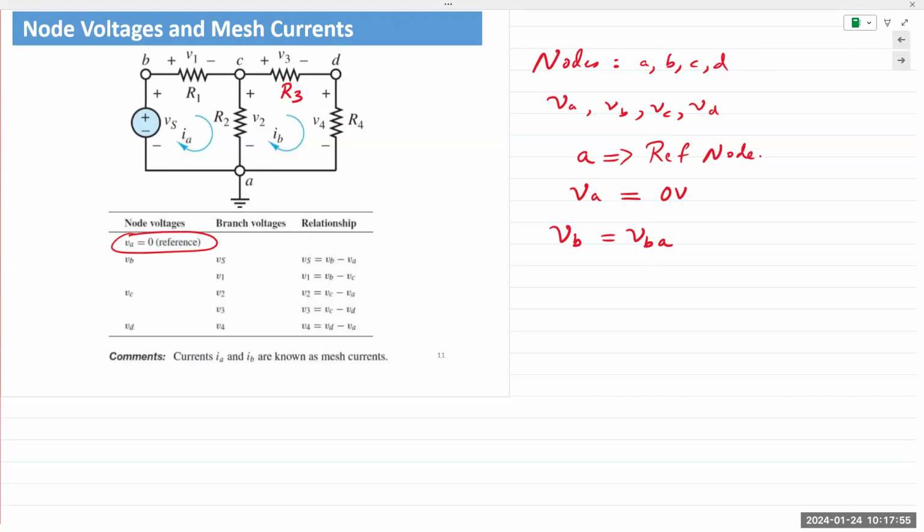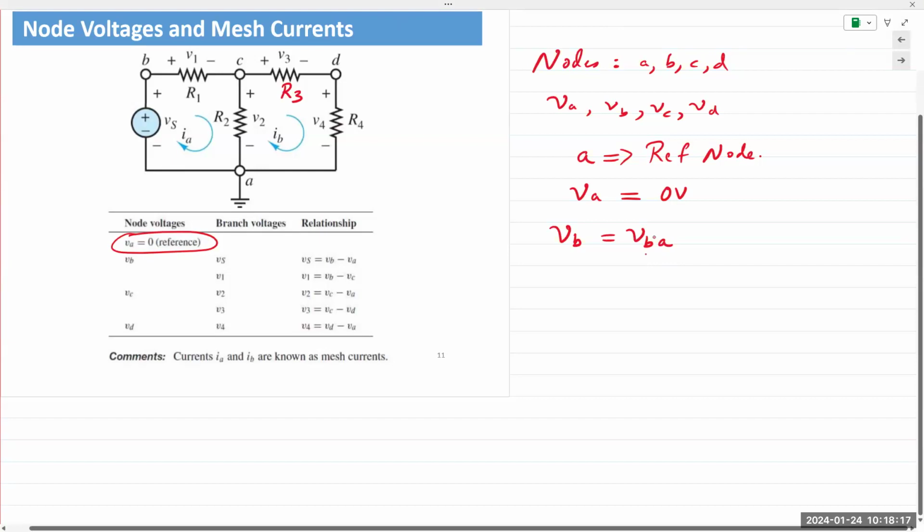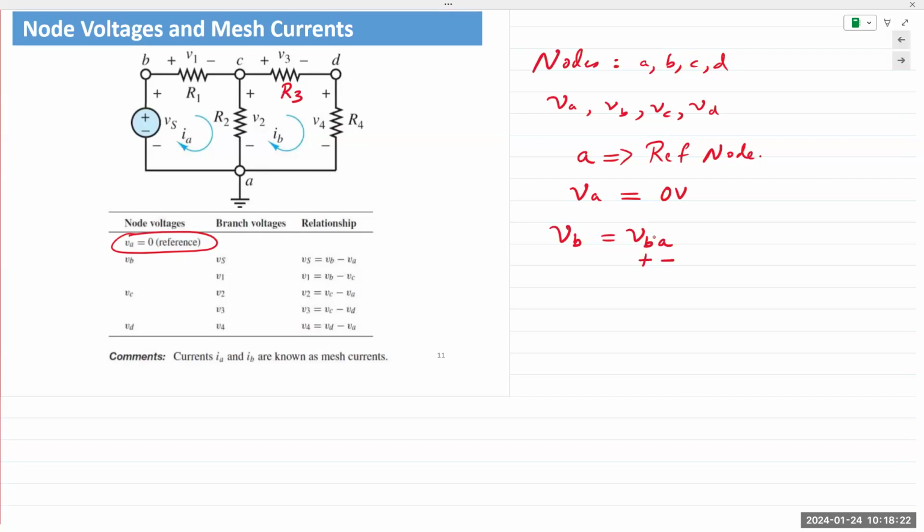So VB, the node voltage B, expressed in terms of the two subscript notation, is VBA. Again, because A is a reference node, it has a potential of 0 volts, and so it's VBA. If you were to take the multimeter, you would put the positive lead at B and the negative at A. Everyone with me so far?